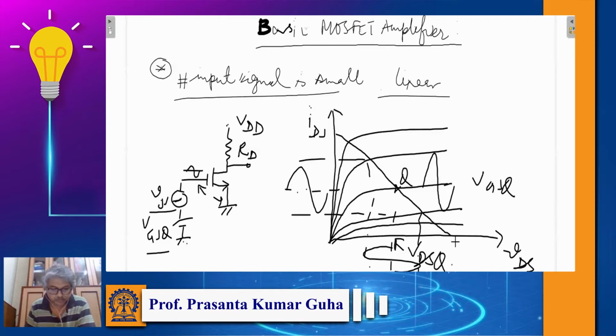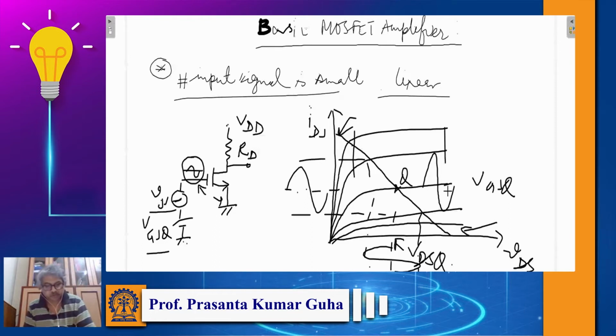But we have to make sure that when we apply an input signal, the amplifier output, which will move along this load line, will not go to the non-linear and cutoff region. It will remain within this saturation region for faithful amplification. So this part we know from our BJT discussion.